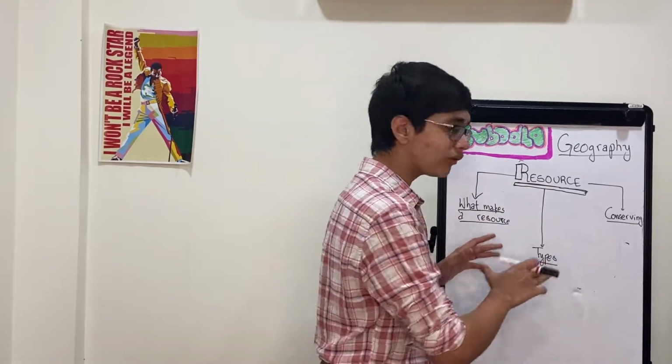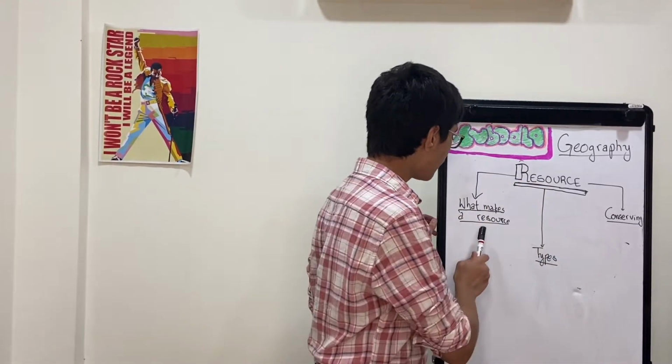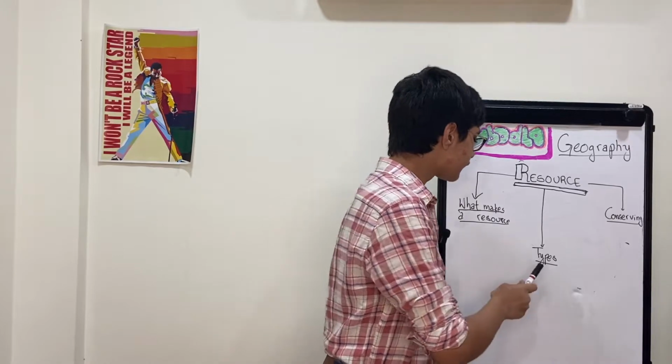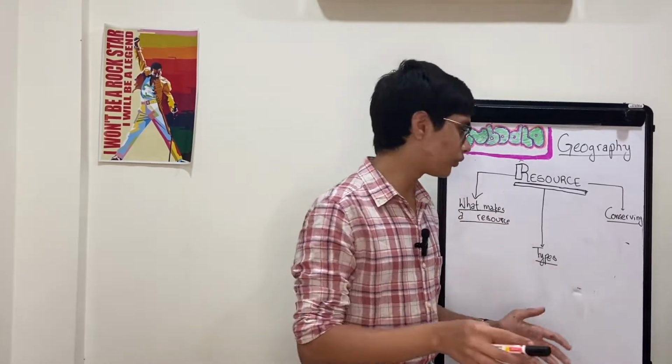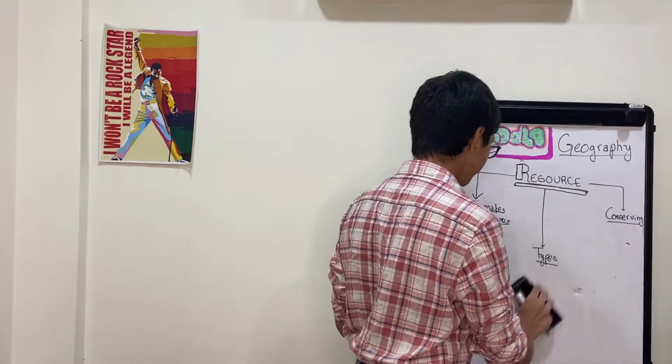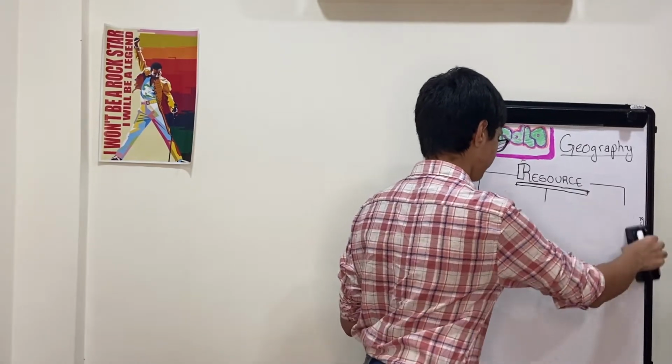So in this chapter we will be looking at three things. First, what makes any substance a resource? Is raw wood a resource? Second is, what are the types of resources? And finally, we'll be looking at how do we conserve resources. So let's start off with what makes any substance a resource.